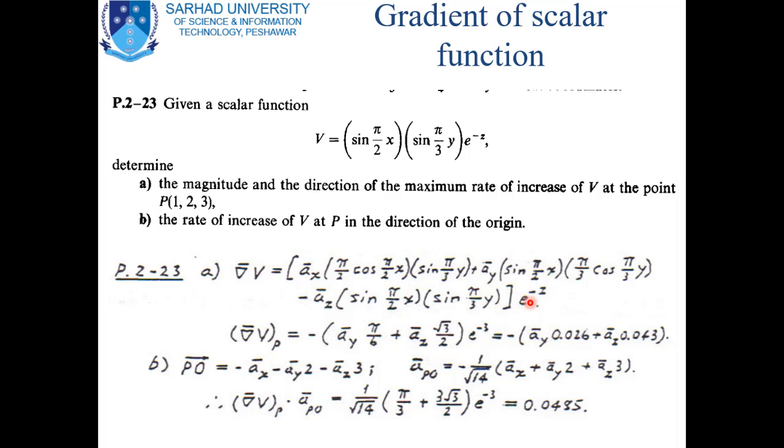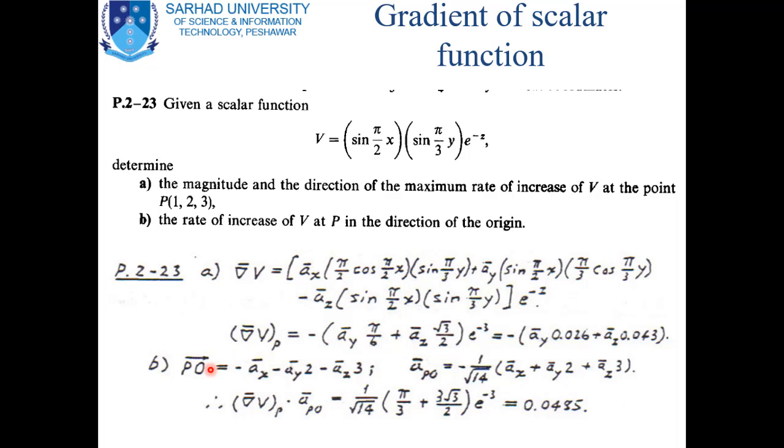After differentiation, you will see that e power minus z is the common term, and then we have to derive the maximum rate of increase of v at the point 1, 2, 3. So for x we will put 1, for y we will put 2, and for z we will put 3. When we put the value of x over here, we will have cos pi by 2, and cos pi by 2 is equal to 0. So the x term will vanish and we will have only y and z components.